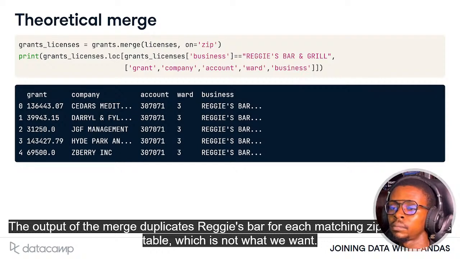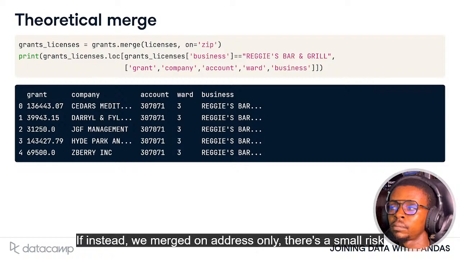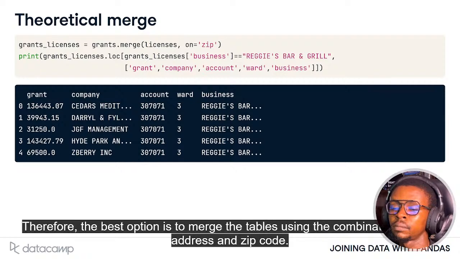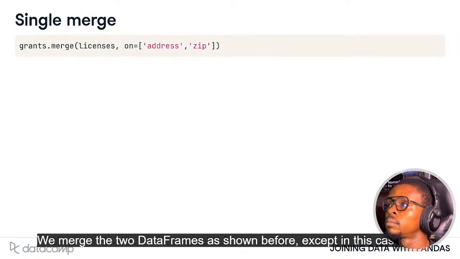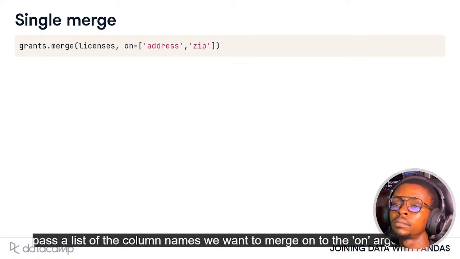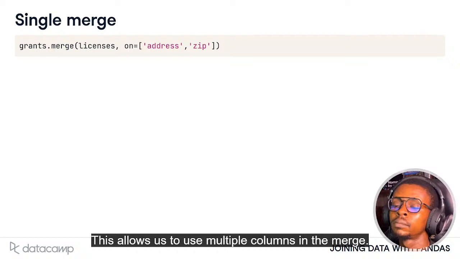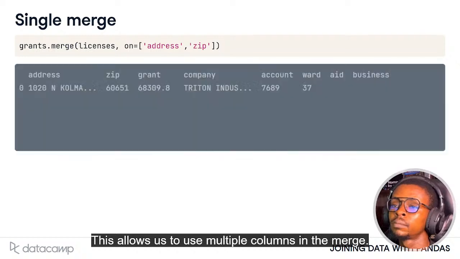If instead we merge on address only, there's a small risk that the address would repeat in different parts of the city. Therefore, the best option is to merge the tables using the combination of both address and zip code. We merge the two data frames as shown before, except in this case, we pass a list of the column names we want to merge on to the on argument. This allows us to use multiple columns in the merge.